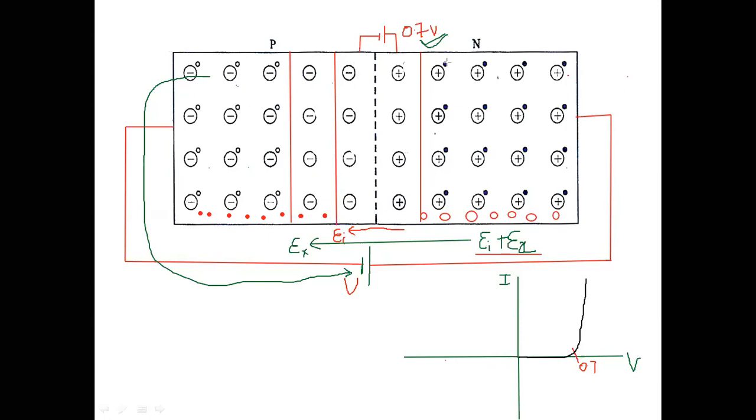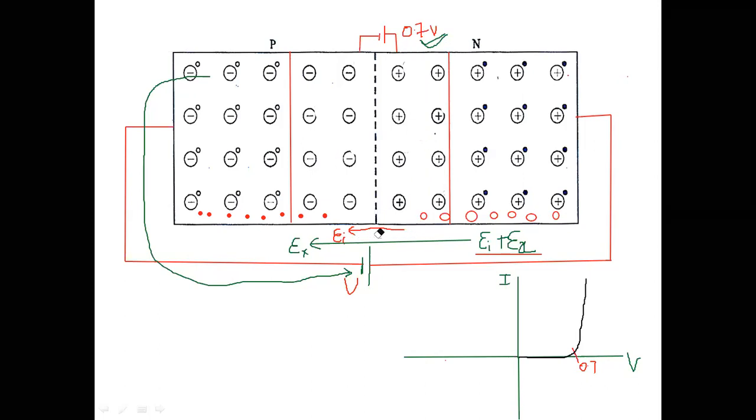Likewise, here the electrons are majority charge carriers, and I am giving a positive supply to these electrons. So these electrons will be attracted towards this positive supply, so that uncovering of ions takes place. That's why here also the junction width increases. The junction width will now be from this point to this point.